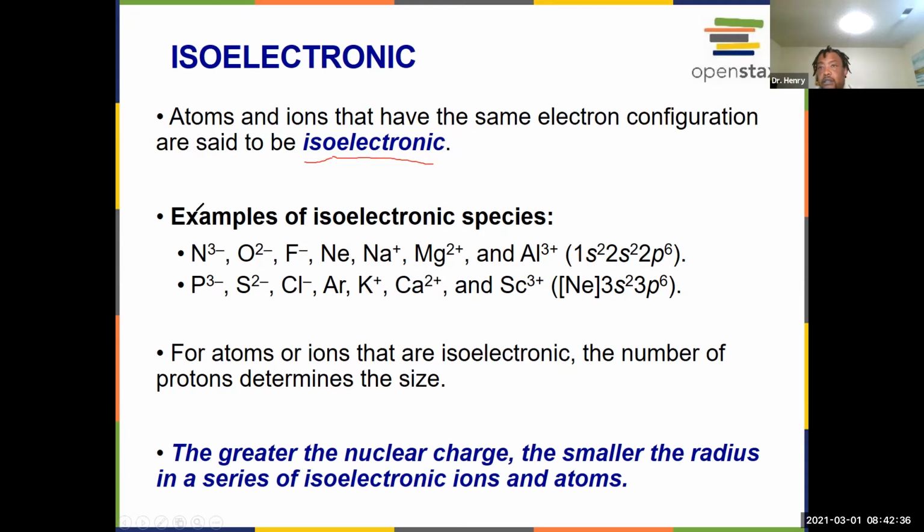So like, for instance, all of these guys are isoelectronic to neon. So this is the electron configuration for neon. It has the same number of electrons as neon. So N3 minus, O2 minus, F minus, sodium plus, magnesium 2 plus, aluminum 3 plus. All of those have this electron configuration, right? And they're all isoelectronic to neon. So if they're asking you for isoelectronic, you want something that's going to be the same number of electrons.